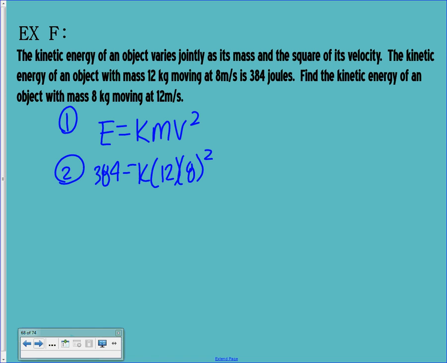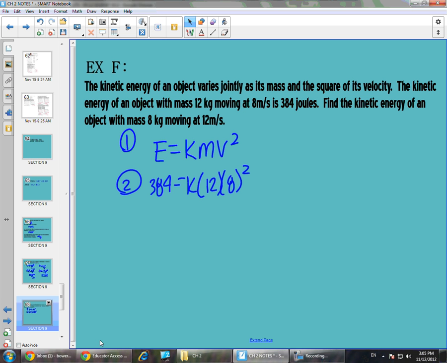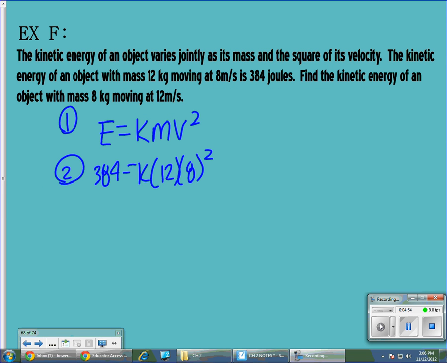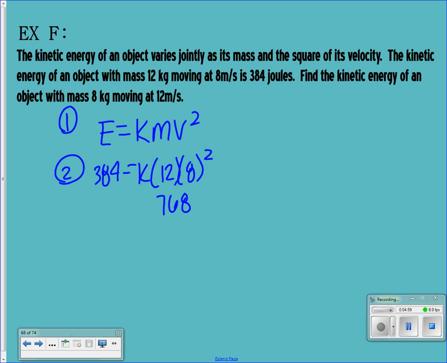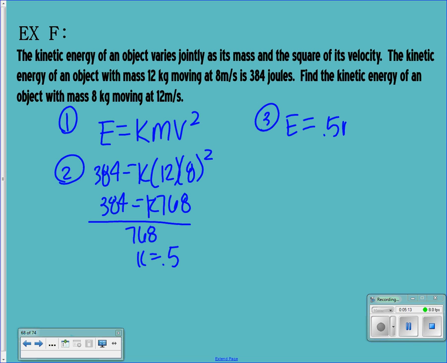So over here on the right side, I'm going to get 12 times 64. So that gives me 768 on the right side. To get k by itself, I'm going to divide by that 768. So I'm going to get k to equal 0.5. Then again, step 3 is to rewrite that equation with my k value in here, carrying through all of my powers. And now step 4 is to solve the equation.